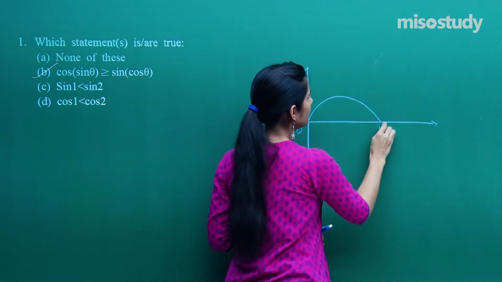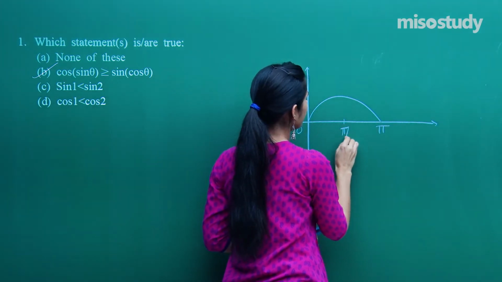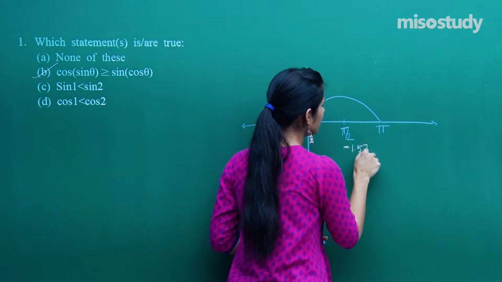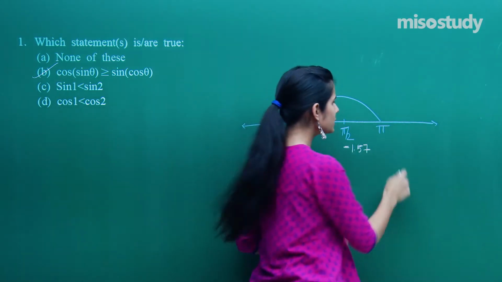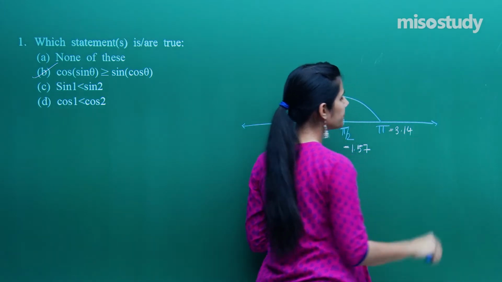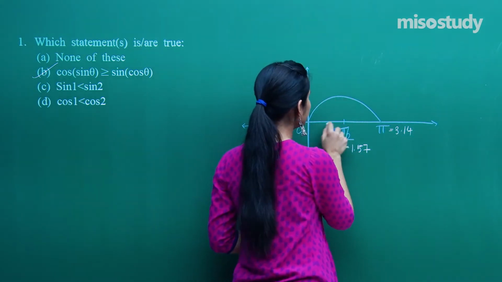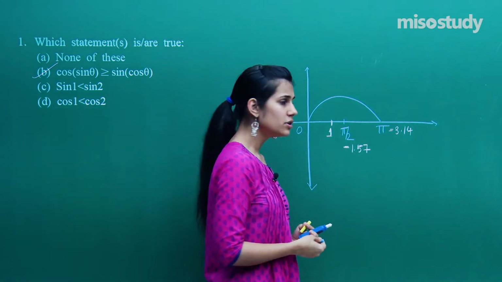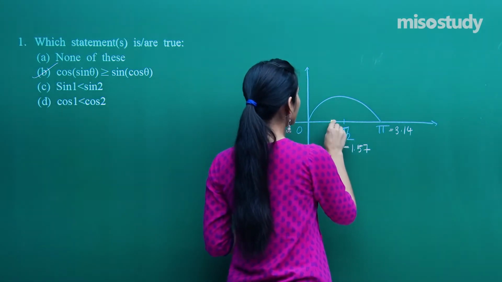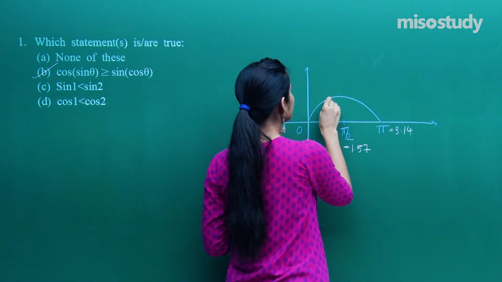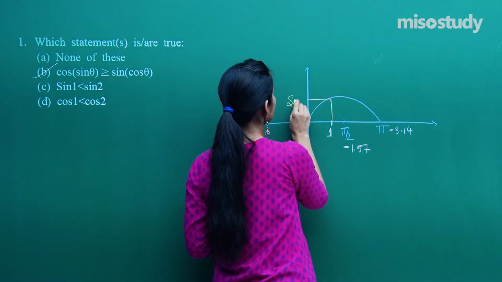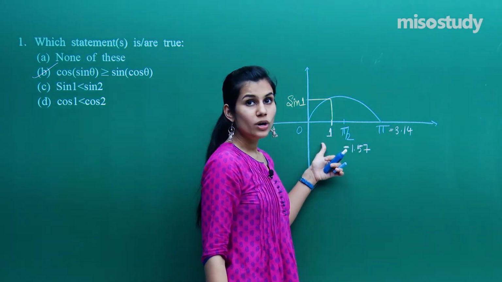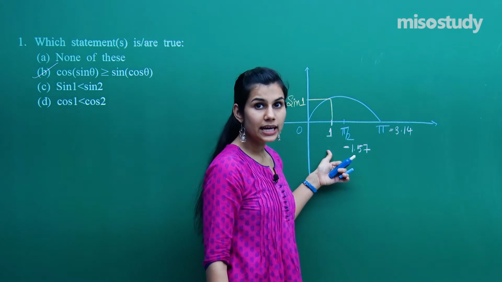from 0, pi, this is somewhere pi by 2. Pi by 2 is what? 1.57. Pi is what? 3.14. So 1 will be where? 1 will be somewhere here, somewhere before pi by 2. So you have got sine 1 coming to a value like this. This is sine 1.